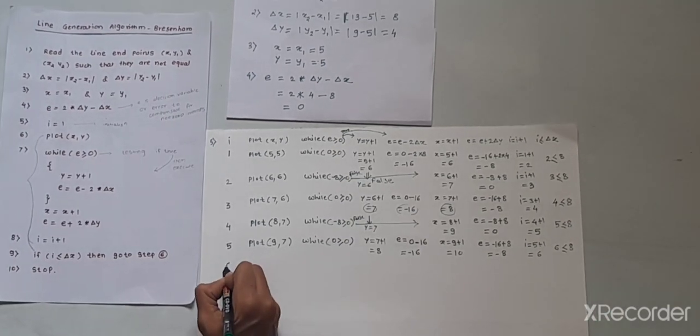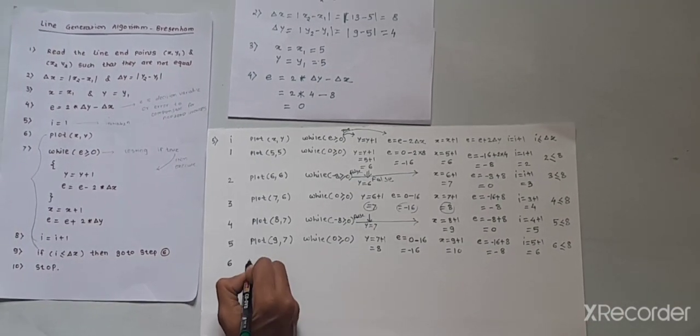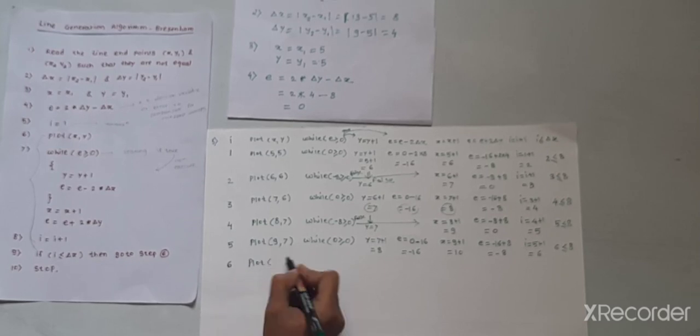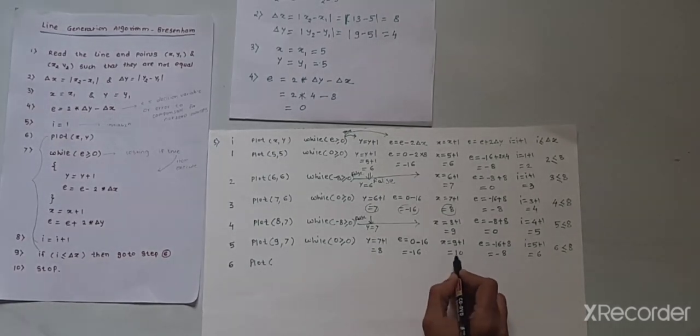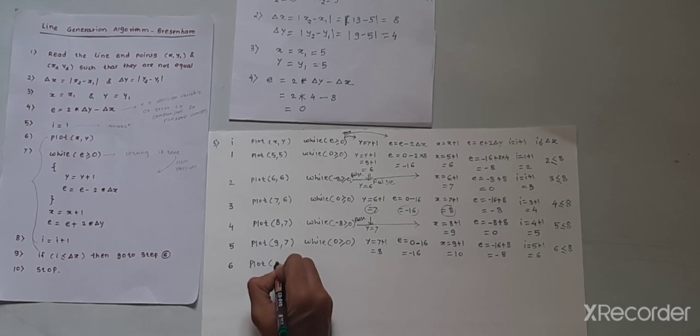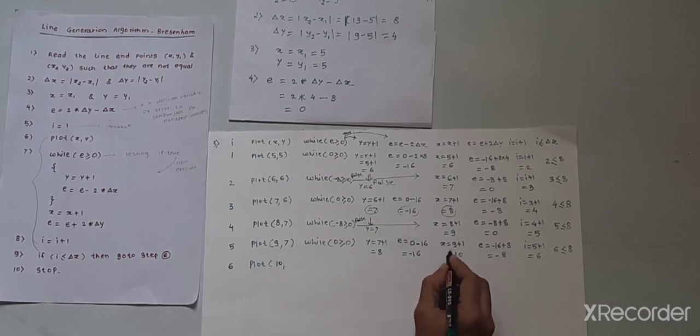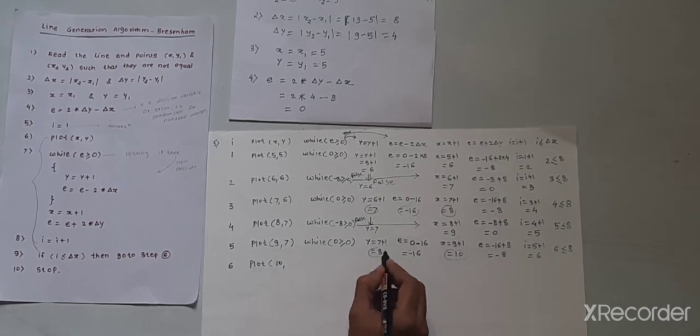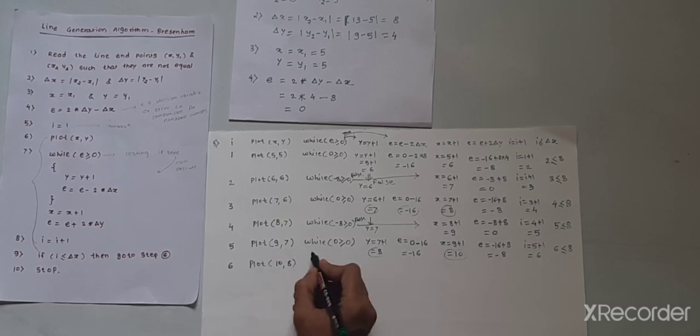So once again we want to perform the loop. Here we plot the values of X and Y. What is the previous value of X? It is 10, so write down 10 here. Next, the value of Y, here it is 8. So putting those values.